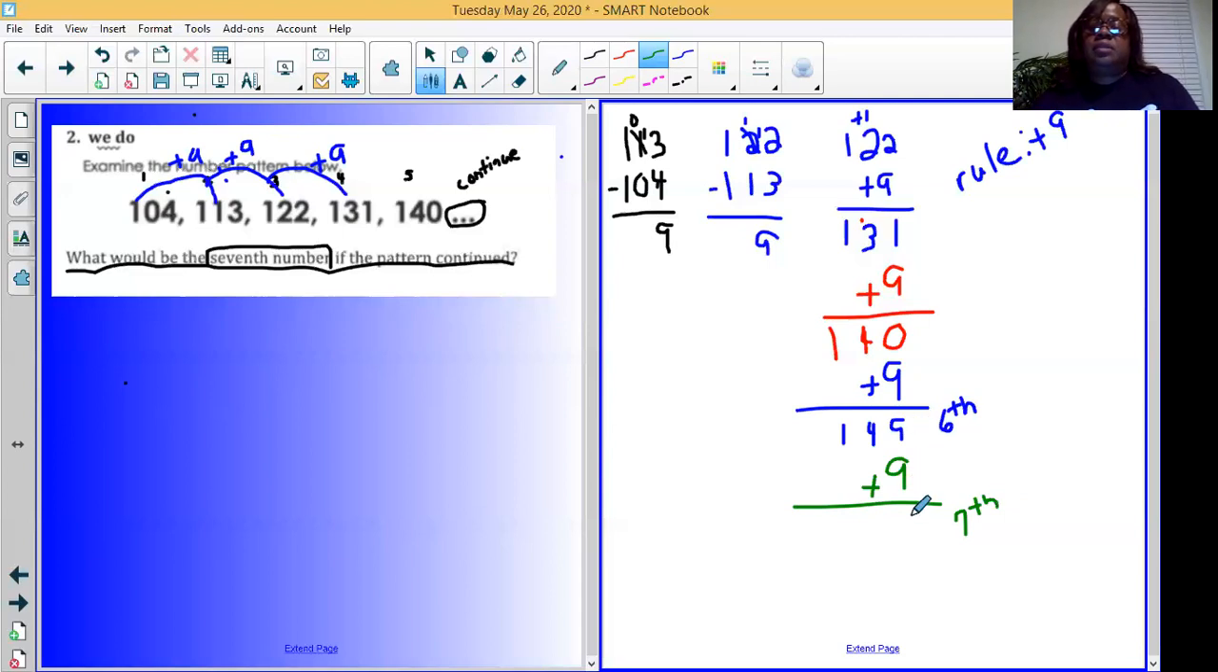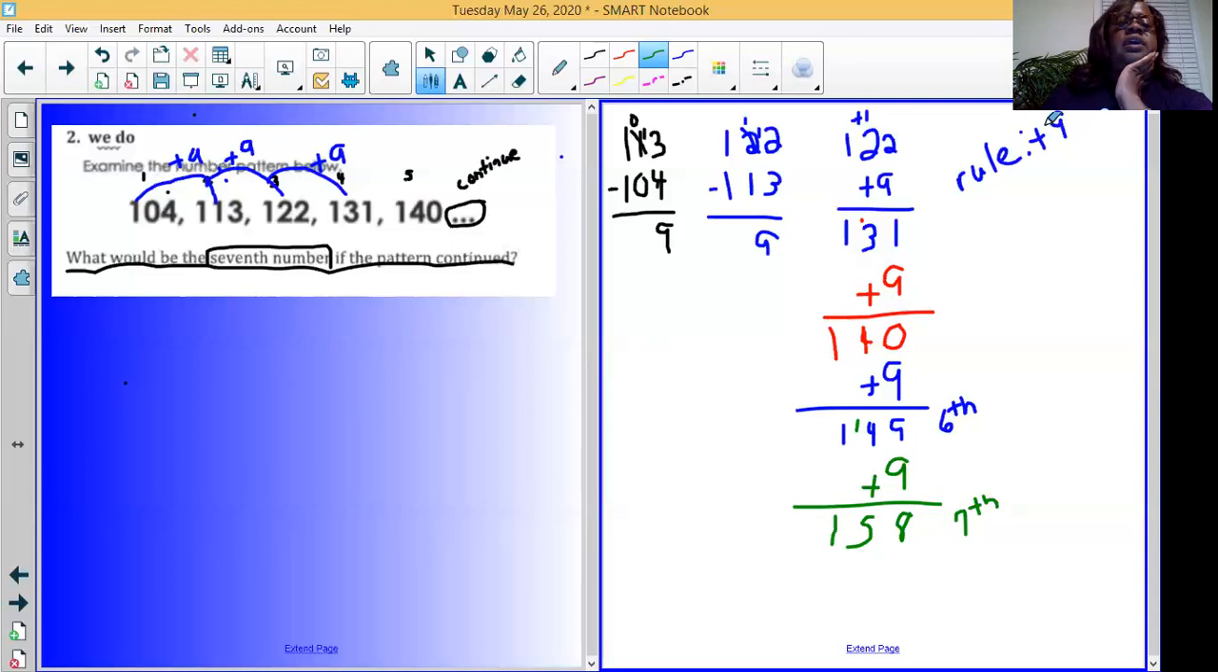Okay, 9 plus 9 gives you 18. Carry the 1. 1 and 4 makes 5. And you bring down your 1. So your final answer is 158, what would be the 7th number in the pattern. This would be the 7th number.